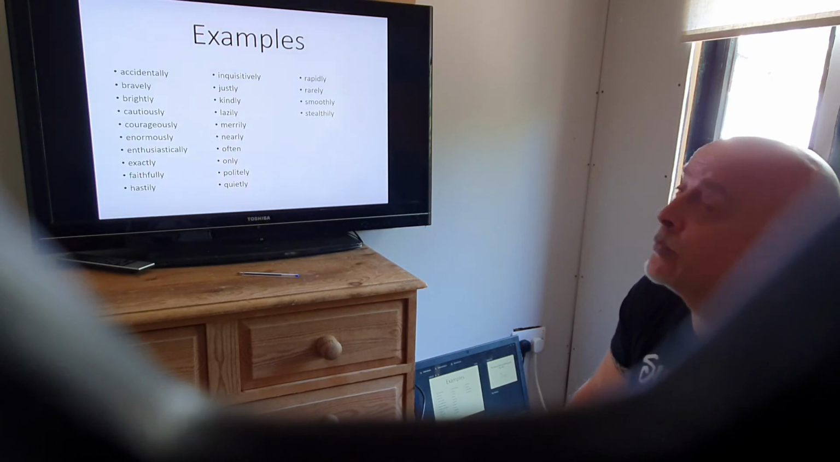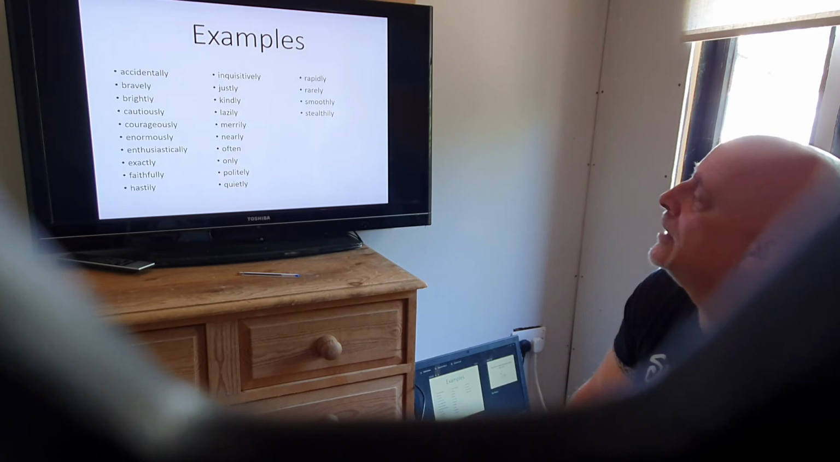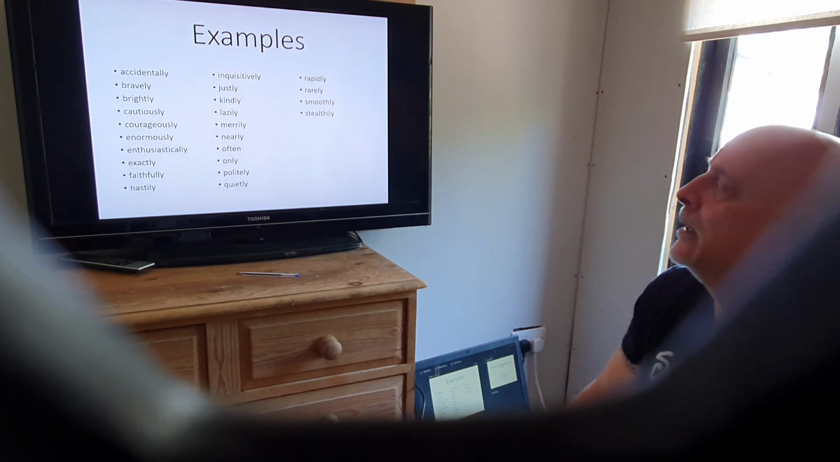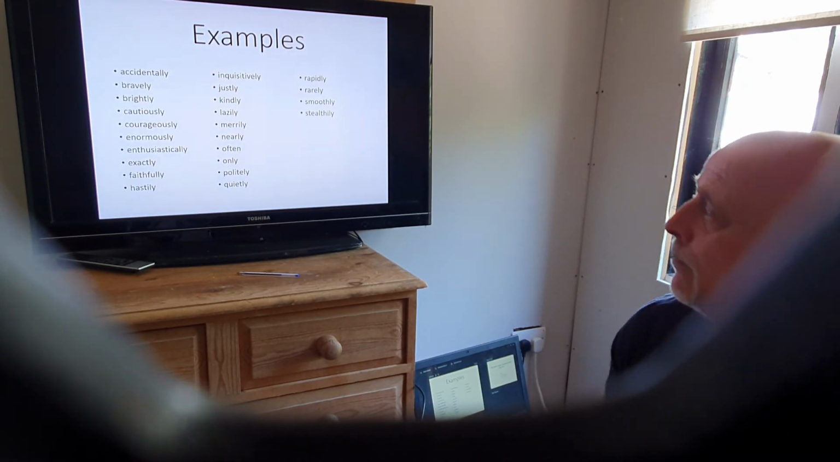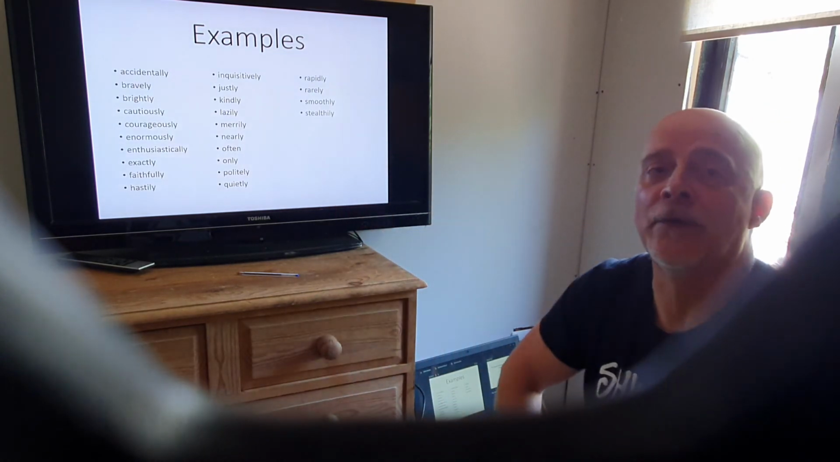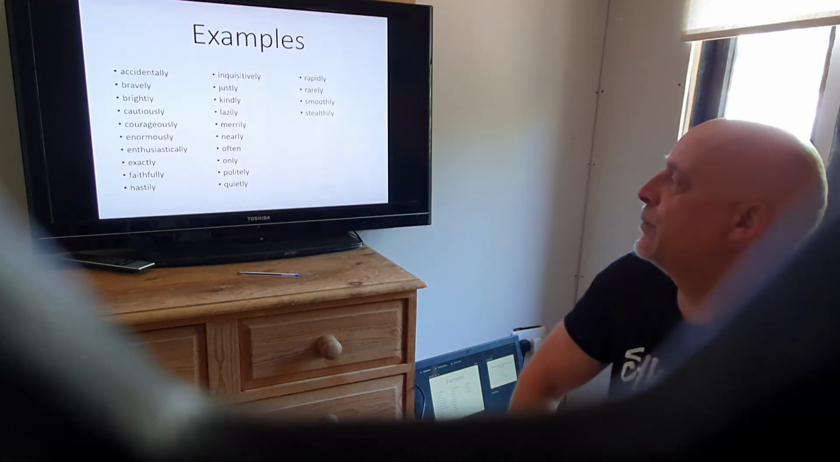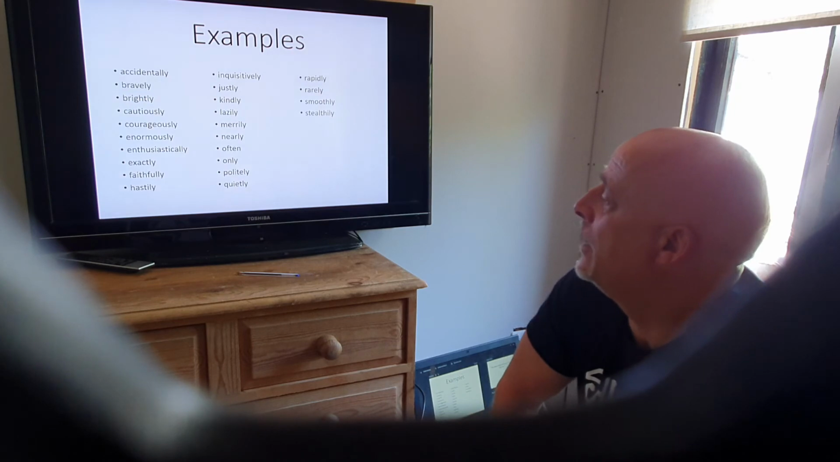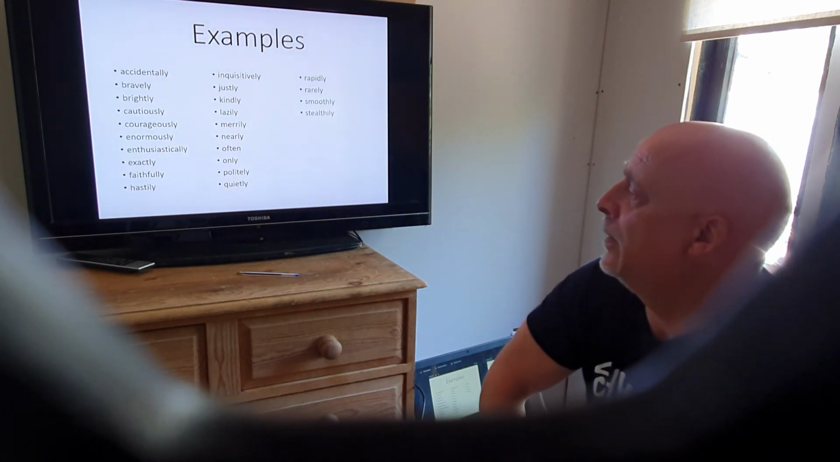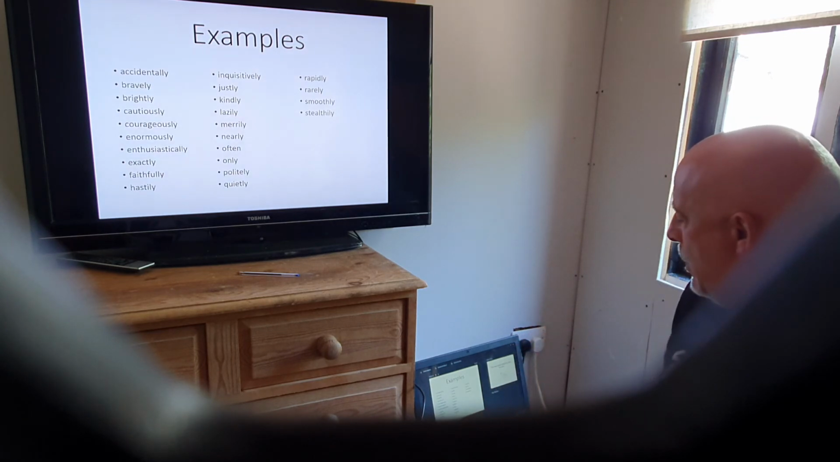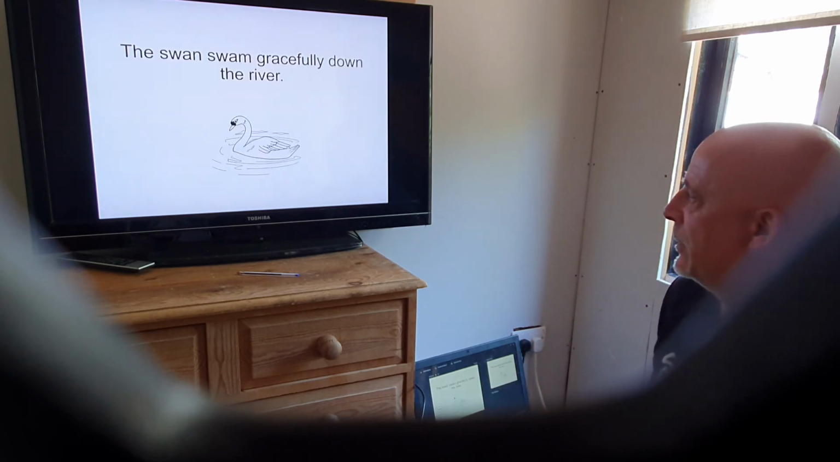So, examples of adverbs. Accidentally, you did something lazily, you moved smoothly. How the verb is happening, how is it happening? The adverb, it adds to the verb. And you can see, as we've noticed before, that most of these have got ly on the end, which is a clue to show you that it is an adverb. Not all of them, because you can have things like often, but most of them will have the ly on the end. So let's have a look at some examples.